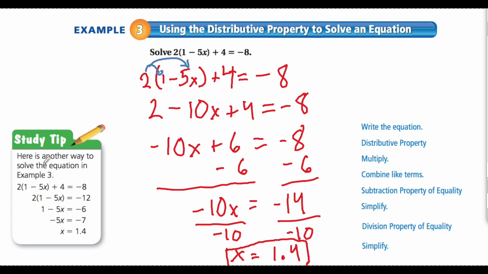Another way we could have solved this equation in example 3 is if we divided the 2 out first. So we would have had to subtract 4 from each side. That'll give us negative 12. Then we can divide each side by 2, and that 2 goes away. But as long as you can do it one of these two ways, you're good to go.